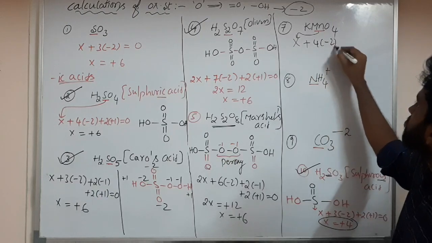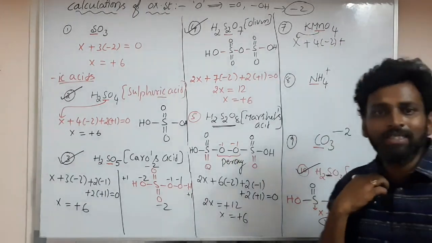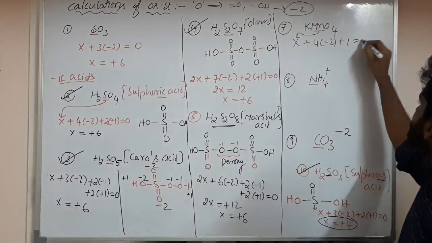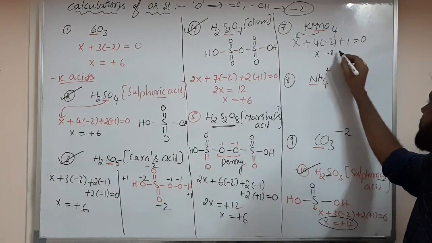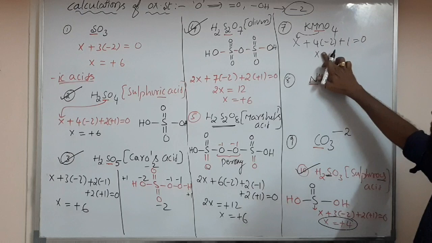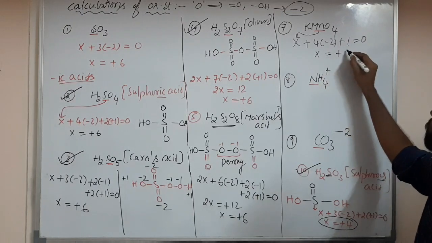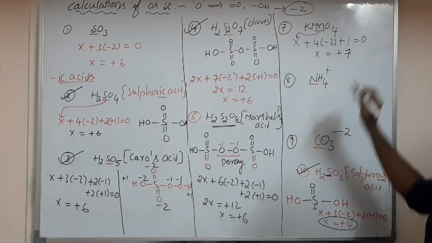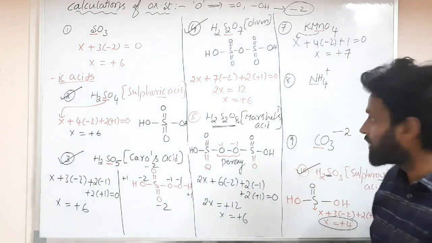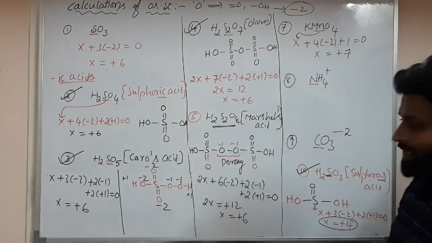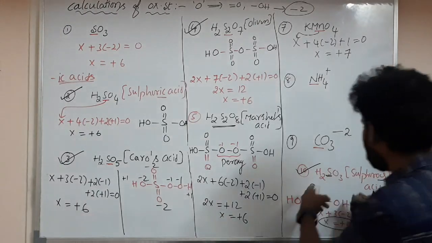4 into -2. Potassium, what metal is that? Alkali metal. So it's +1, so the sum equals 0. X minus 8 plus 1. So simply I can write X is equal to +7. Got it, everyone? So now NH4 plus I can write like this. Can I erase this 10th one?